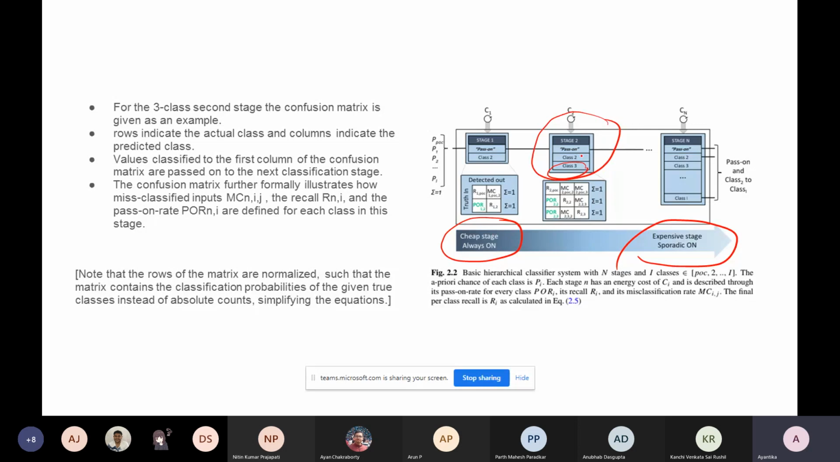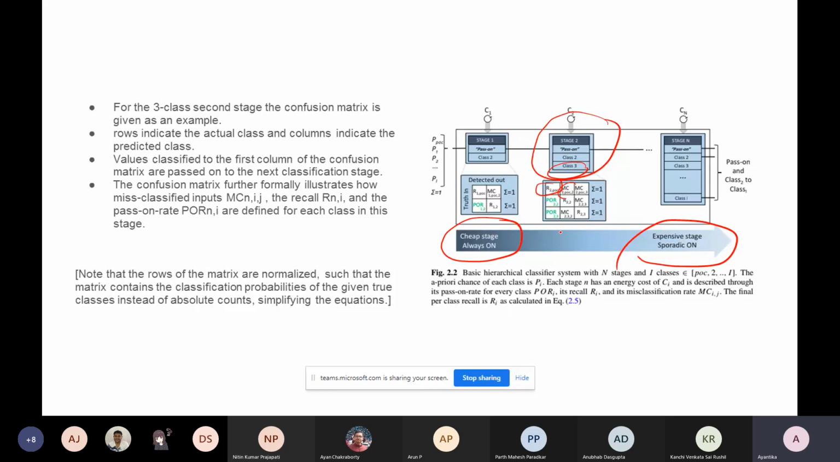Each of the stages may have a single binary classification, or you may consider multi-class classification based on your application requirements. Here the example shows that stage two has 3 classes. For each class, you can see you are computing the recall rate and the misclassification probability, and this way you are fixing those parameters.